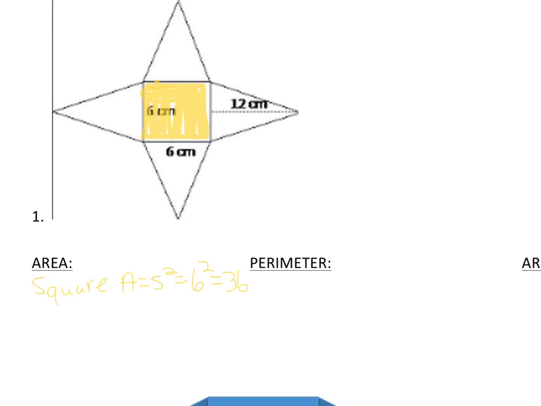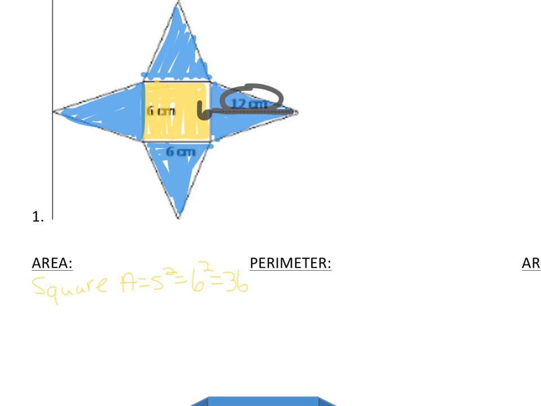Now, the other shapes in here are all triangles, and you have 4 of them. And they're all going to be the same size. The base of the triangle is the same distance as the side length of the square, so that's going to be 6. And then your height is going to be 12.